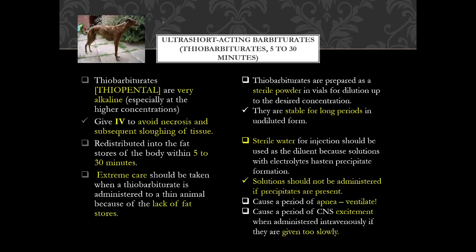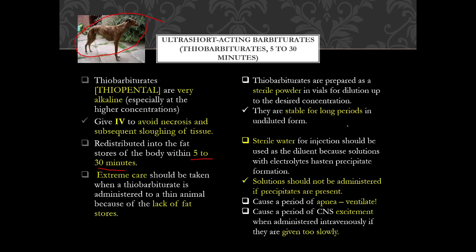Thiobarbiturates, or thiopental, we use these with sight hounds. We want to give it IV, so directly into a catheter. It's redistributed to the body fat within 5 to 30 minutes, so it goes very quickly. We have to be very careful when we're giving it to a thin animal, but it is the one that we do tend to use for sight hounds.